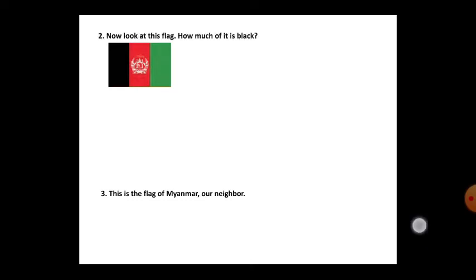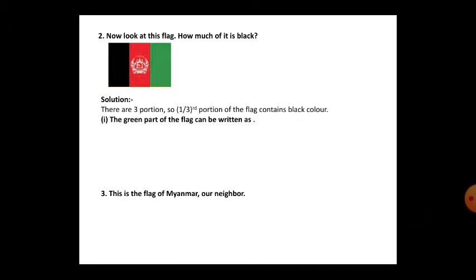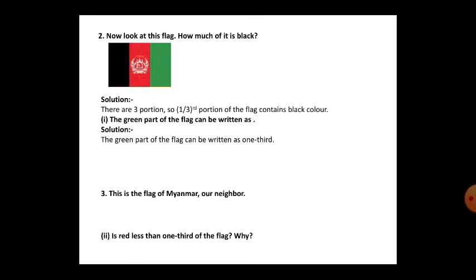Now look at the flag. How much of it is black? See here also, it is another country's flag. So you can see how much is divided. In this rectangle also there are three equal parts. How much is the black portion? It is one third portion only, because it is three portions. The green part is also one third only.